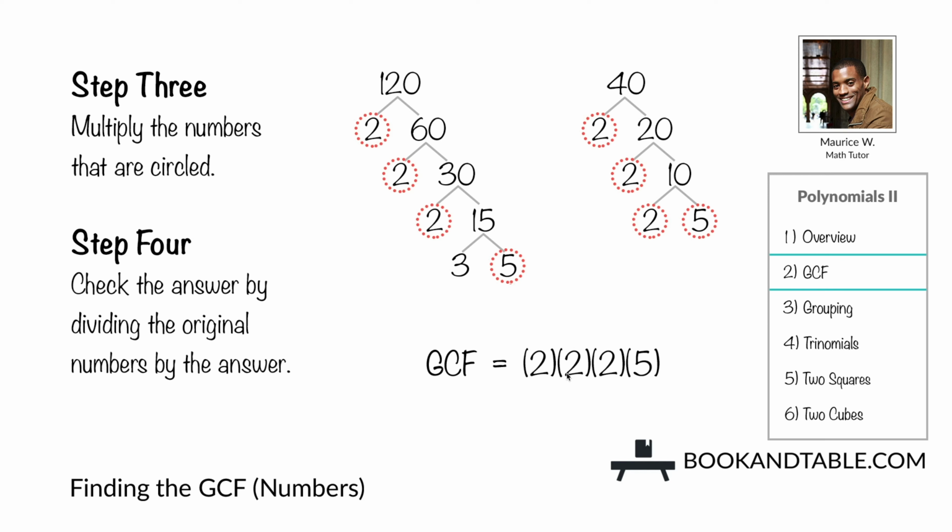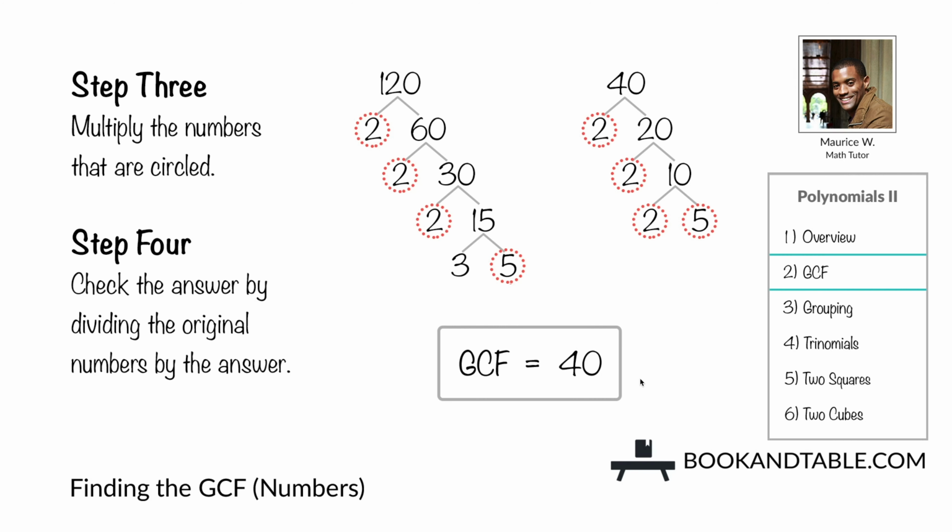2 times 2 is 4. 4 times 2 is 8. 8 times 5 is 40. So the greatest common factor between 120 and 40 is equal to 40.